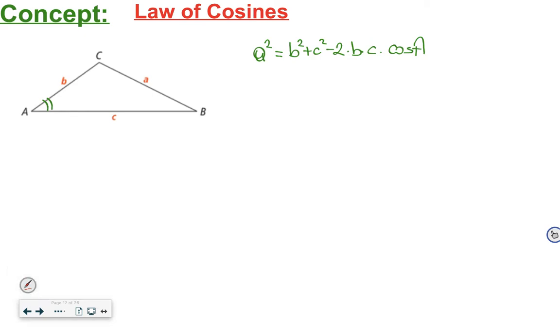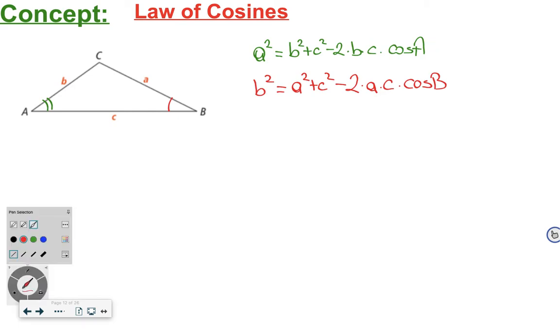What about the law of cosine for angle B? The square of the side opposite of angle B, which is B squared, will be equal to the sum of the squares of the two other sides, A squared plus C squared, minus 2 times A times C times cosine B.